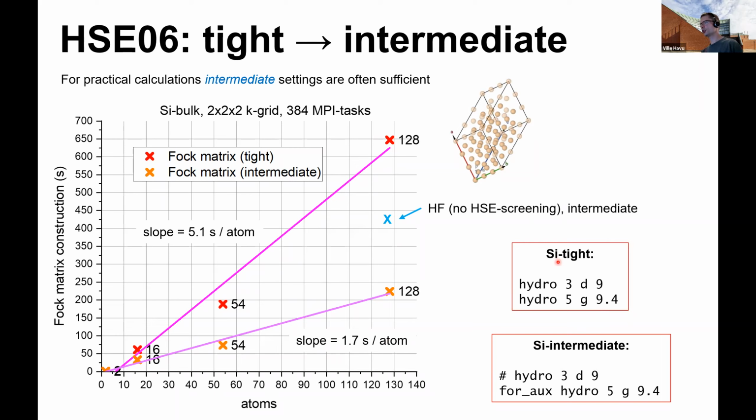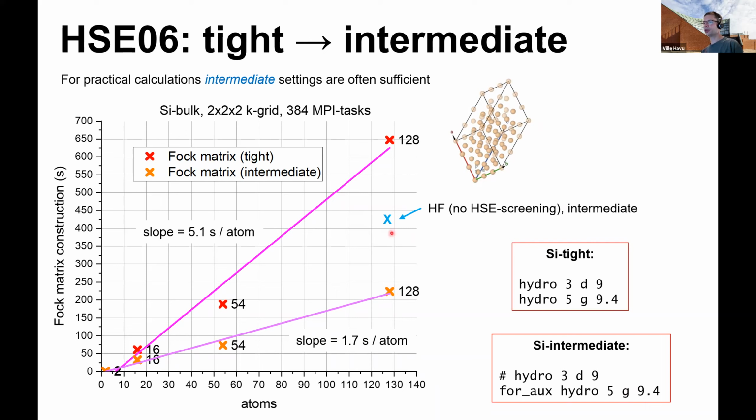So if you look at silicon tight, there are two basis functions in hydro, 1D and 1G. In the intermediate one, you comment out the D and you put the G into the auxiliary basis. So the G is no longer in the Kohn-Sham basis. And this alone gives you a reduction of the execution time, which is quite considerable.